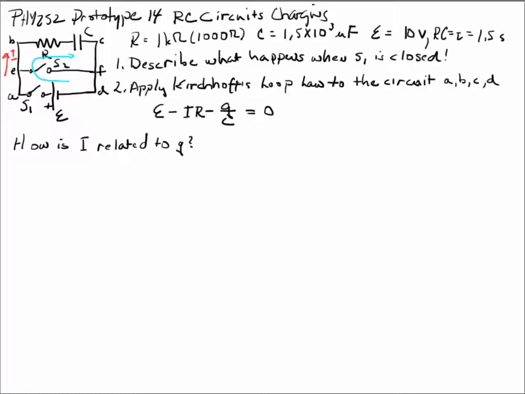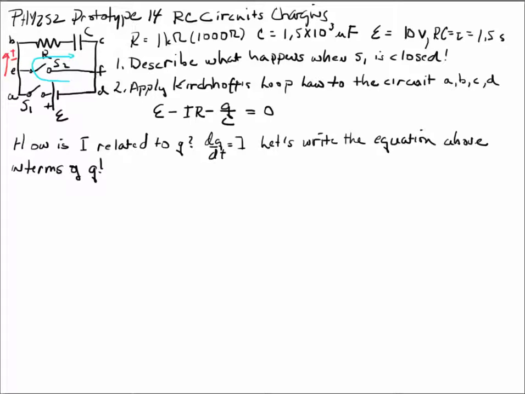Now, how is I related to Q? Well, of course, the time rate of change of charge is equal to the current. So dq/dt equals current I. Now let's write the equation above in terms of Q only. Go ahead, pause the video, and try it. And we have that the EMF minus dq/dt times R minus Q over C is equal to 0.